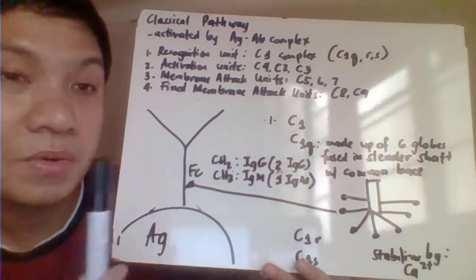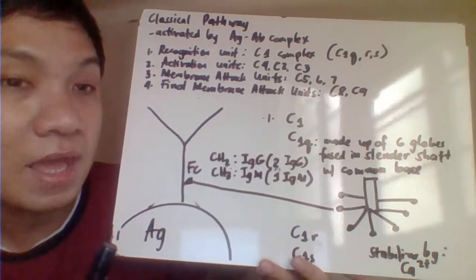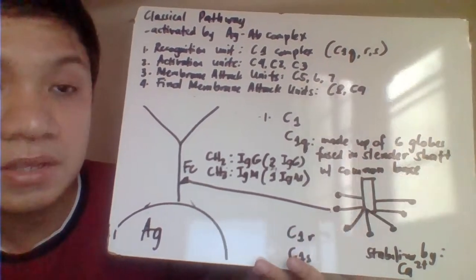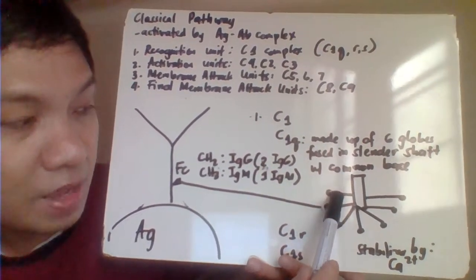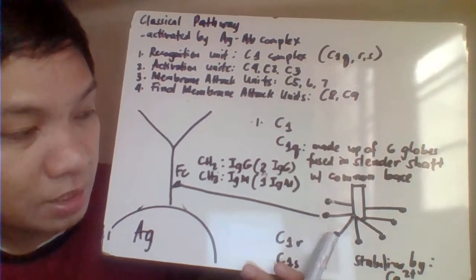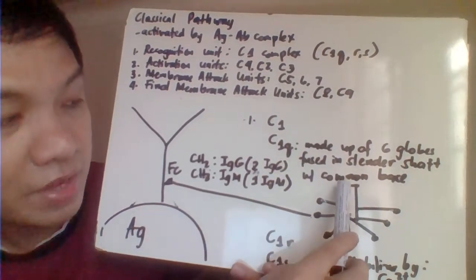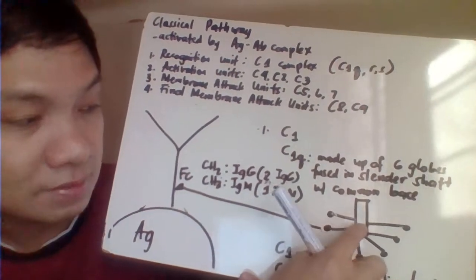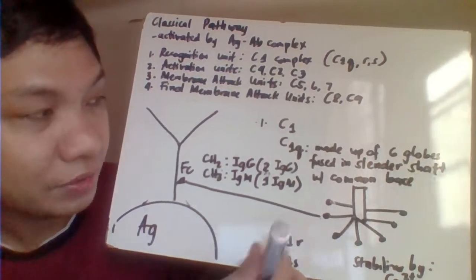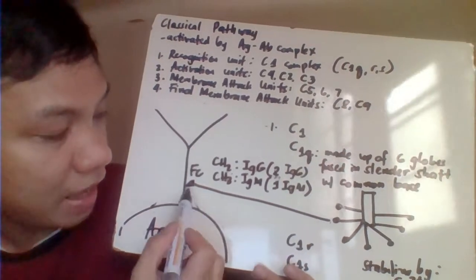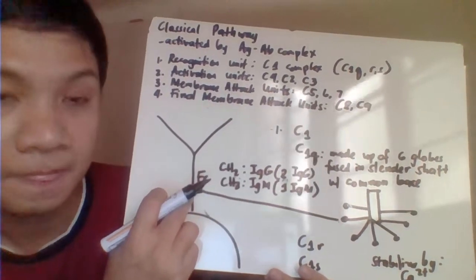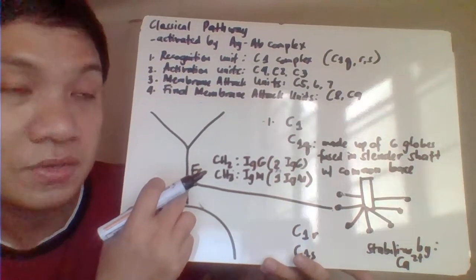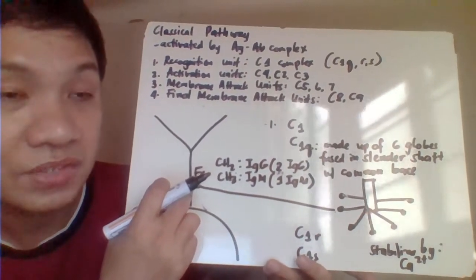Again, this is a complex primarily made up of the following subunits. C1Q. Our C1Q, we describe as being made up of 6 globes. 1, 2, 3, 4, 5, 6. And they have a slender shaft fused in a common base. So this will eventually attach to the Fc portion of your antibody. Okay, there are only two antibodies that are capable of complement fixation. We have your IgM and your IgG antibody.